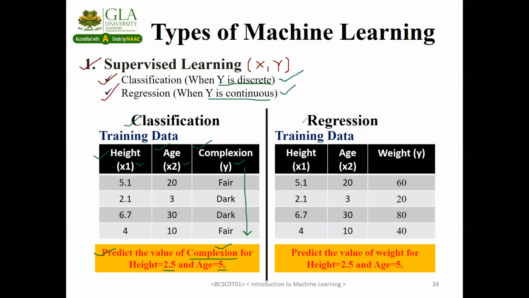Now consider another problem, the same data set with height and age, but now as y we have weight. Since weight is a continuous variable, it does not have any category. Weight could be a real number also. Therefore, here if we want to predict the value of weight based on the value of height and age, then this problem becomes a regression problem, right?